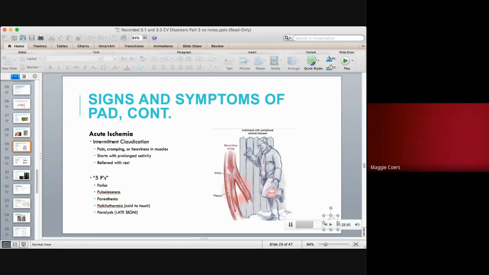Now, we also go through the 5 P's, signs and symptoms of total occlusion of blood flow to the leg. This is called vaso-occlusive disease, and it basically means that there's no blood flow. We assess the 5 P's. Again, intermittent claudication and these 5 P's are signs of our very chronic peripheral artery disease. So the 5 P's are pallor, so the legs are very pale; pulselessness; paresthesia; they're very cold to the touch; and then paralysis, which is a late sign. So basically, when we see these things in an extremity, there is no blood circulation.